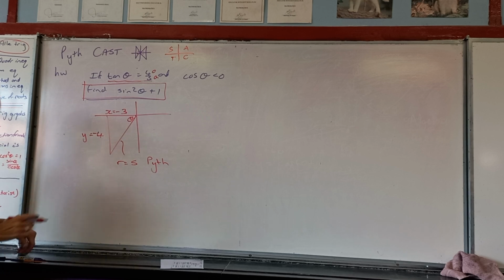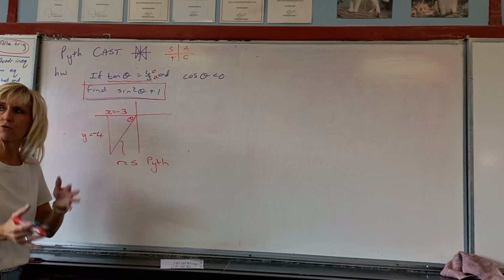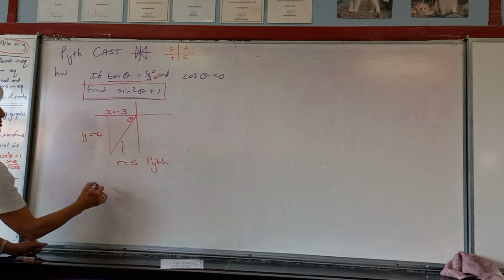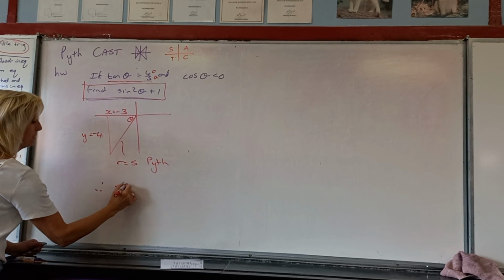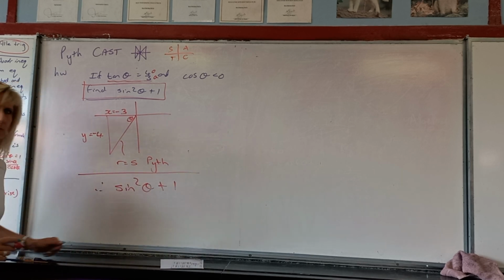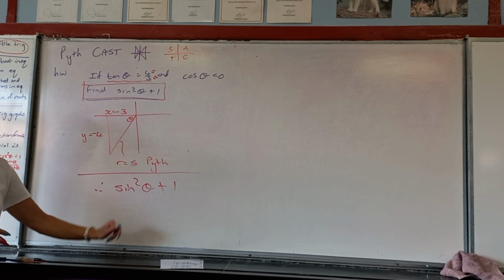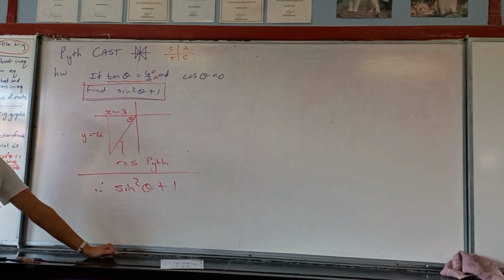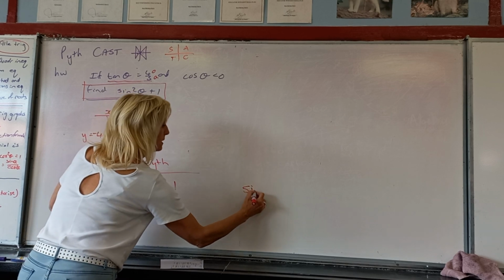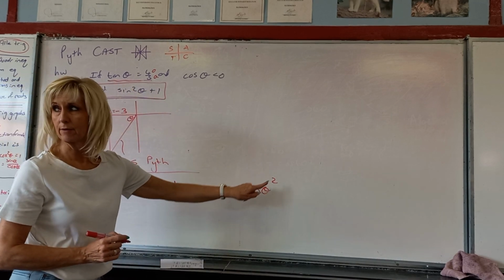What did they want me to find? 1 question, 6 questions, doesn't matter. I've got to go back to the graph all the time and say, to find sin squared theta plus 1, all I need to go and read off of the graph is sin theta. Remember, you were told in grade 10, we don't write sin theta squared like that. Because then the square is actually by the angle.